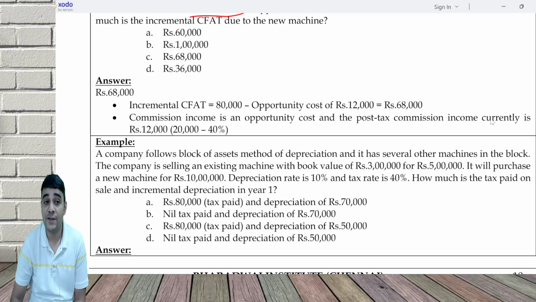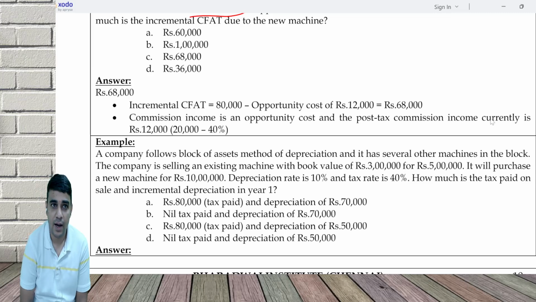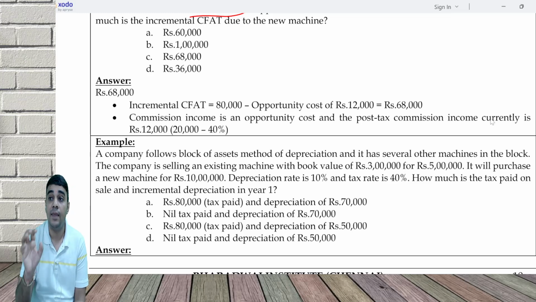What does the block of assets method say? The entire block should be sold, otherwise there is no capital gain and no capital loss, unless the sale value of one asset is even more than the block value itself. I am following the block of assets method. It has several other machines in the block, so the block will not cease to exist.